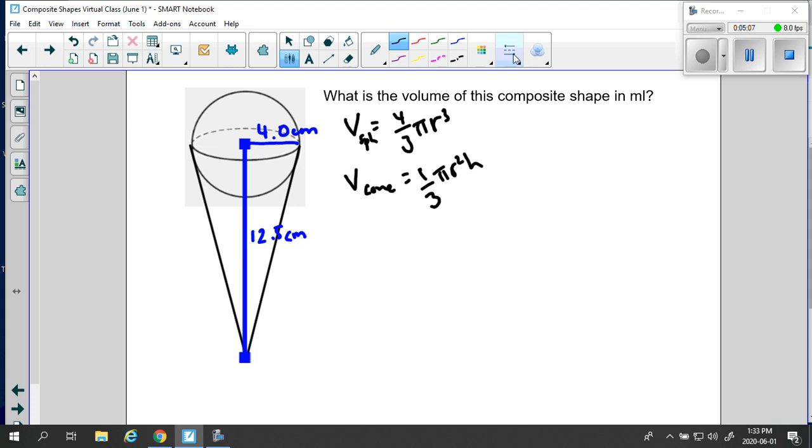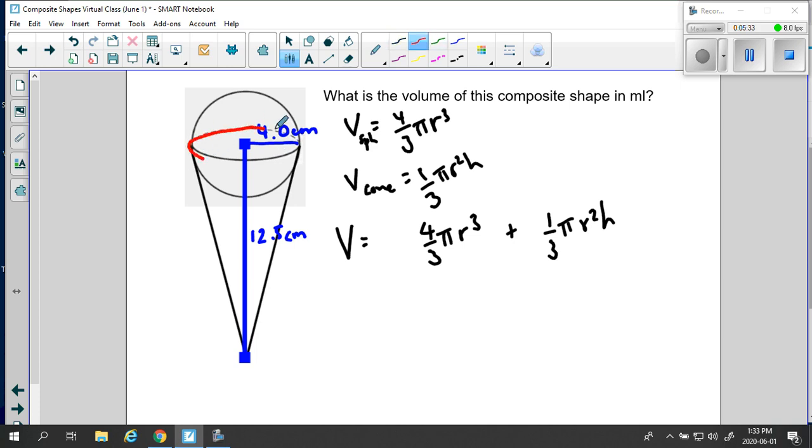What is the volume of this composite shape in milliliters? So there's a sphere on top of a cone. The temptation is to say that because it's made of two pieces, I'm just going to add them together. So I'll take this and I'll take the cone and I'll run with it. The problem with that is that you are then double counting the volume of the bottom hemisphere.